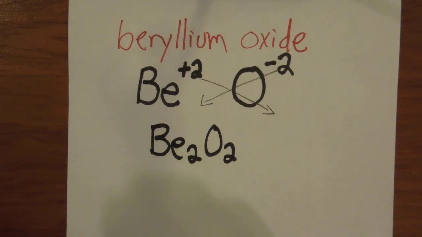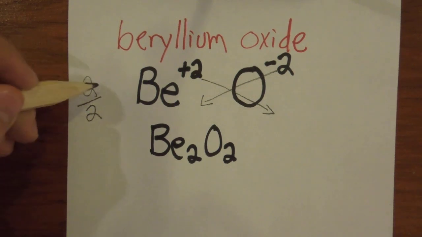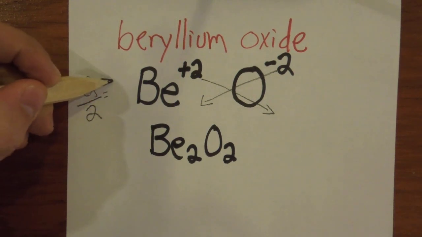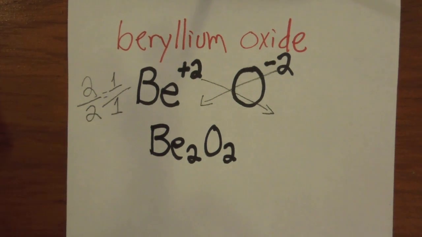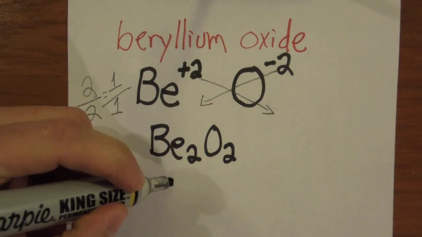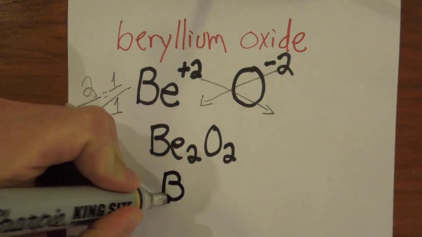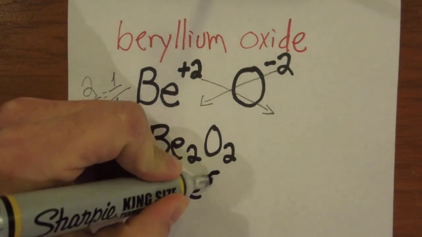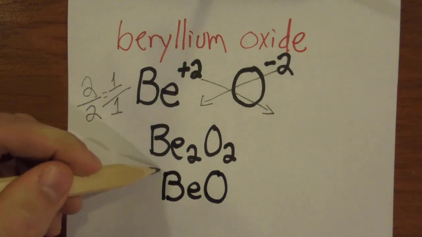So 2 and 2, imagine if that were a fraction. 2 over 2 could be reduced to a fraction, or in simpler terms, 1 over 1. And so that's what we're going to do. We're going to take 2 and 2 and reduce them to 1 and 1, I should say. And since 1s are invisible, the formula for beryllium oxide is BeO.